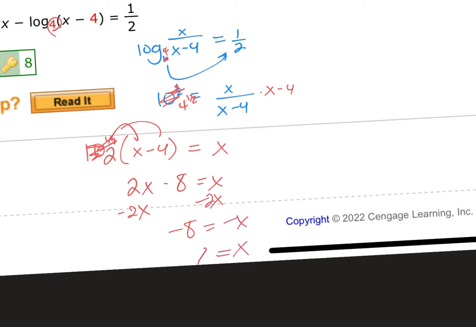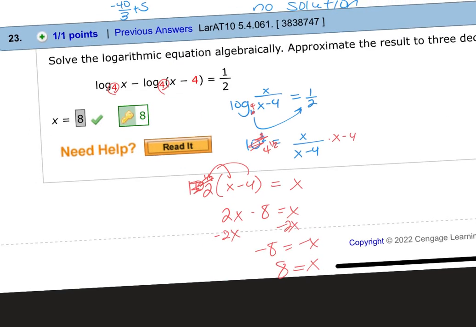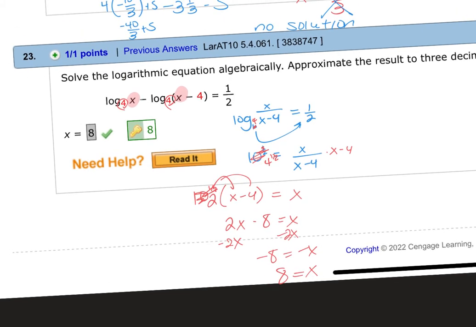And x equals 8. So when I get that answer, because this has a log in it, I need to check. If I plug an 8 back in here, it's fine. It's not 0 or negative. If I plug an 8 back here and then subtract 4 from it, it still stays positive. So I know I get to keep that answer.